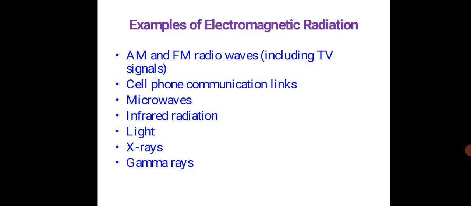These are some of the examples of electromagnetic radiation: AM and FM radio waves, which include TV signals, cell phone communication, mobile communication links, microwaves, infrared radiation, light, x-rays, gamma rays. All these are examples of electromagnetic radiation.